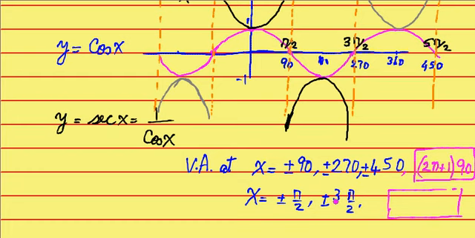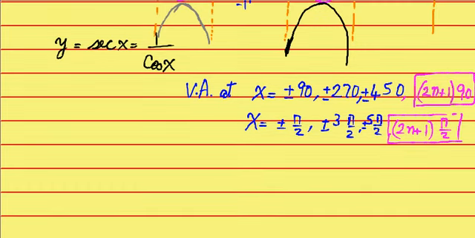Is an odd number. Maybe I should have written that one too. That is plus or minus 5 pi over 2. So an odd number, 2n plus 1, times pi over 2.